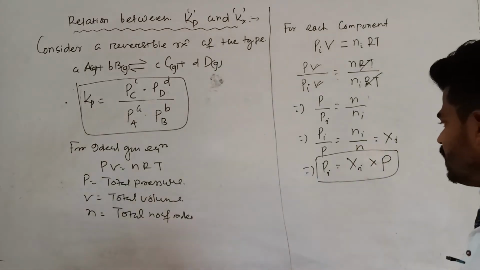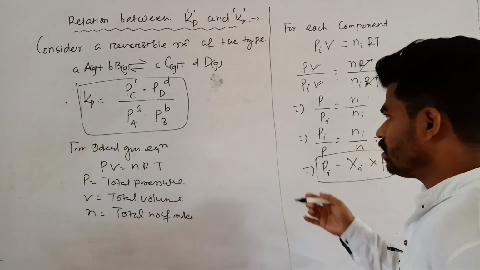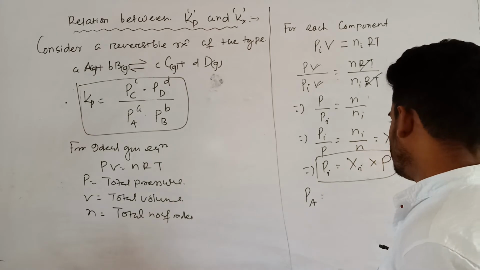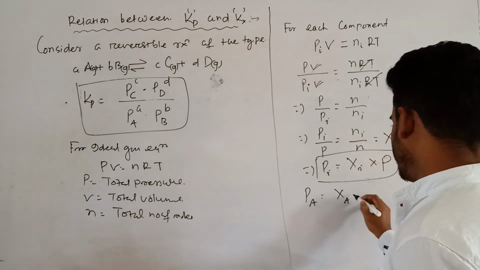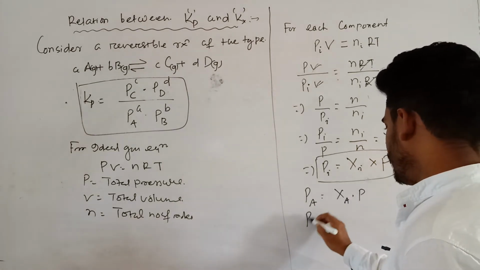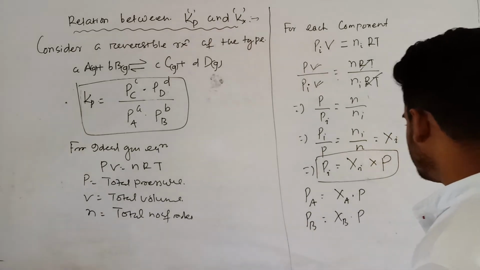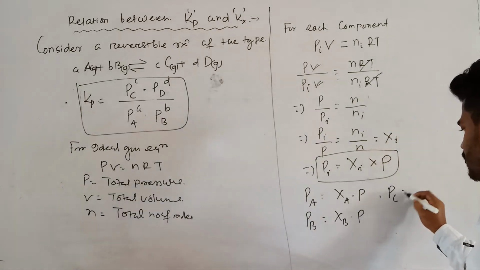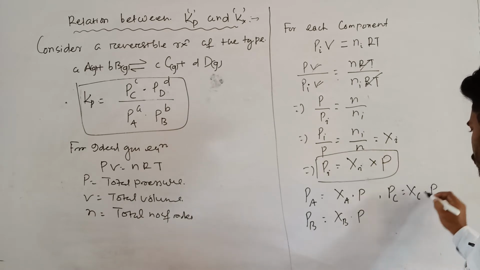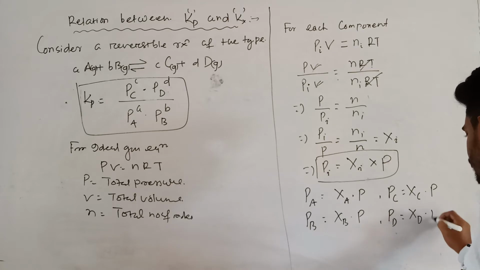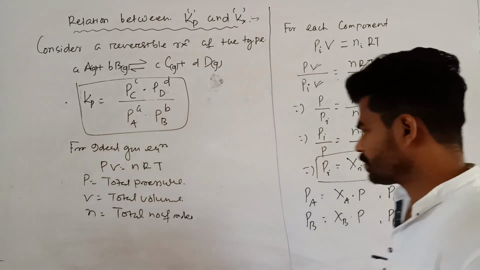Okay, so from this relationship I can write down the expression for each component. Partial pressure of A will be equal to mole fraction of A into total pressure, partial pressure of B will be mole fraction of B into total pressure. Similarly, partial pressure of C will be mole fraction of C into total pressure, partial pressure of D will be equal to mole fraction of D into total pressure. Clear?